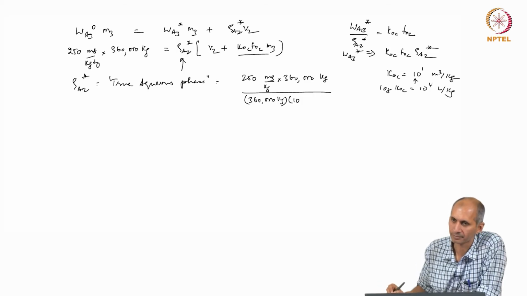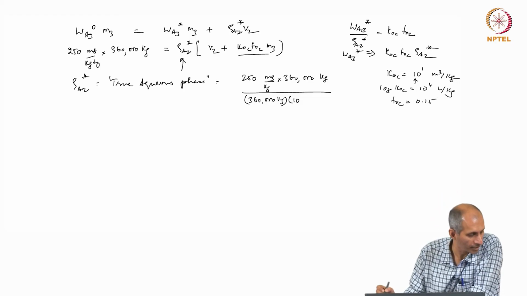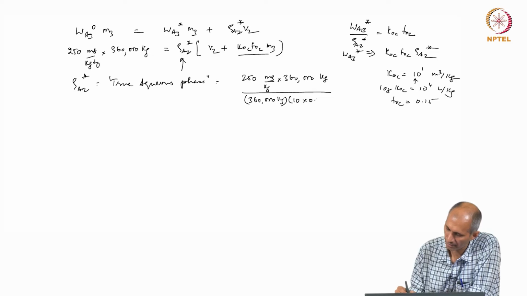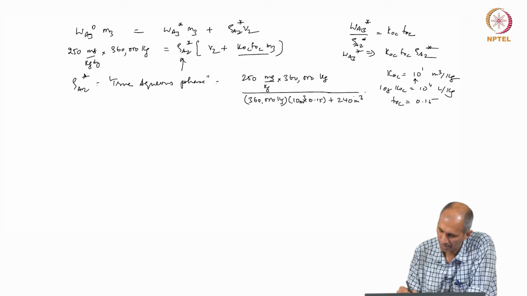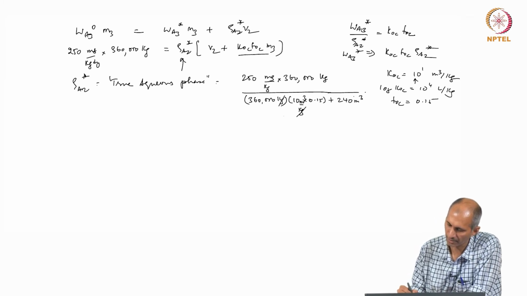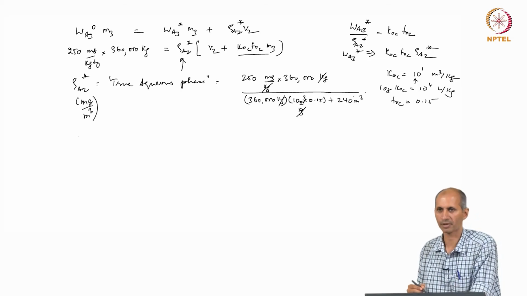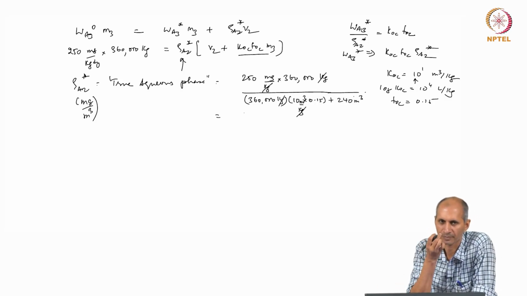So, therefore, this is 10 here. FOC is 0.15, yeah, 10 into 0.15 plus 240 meter cube. This is meter cube per kilogram. So, kilogram get cancelled, milligrams. So, your aqueous phase concentration will be in milligrams per meter cubed, whatever you are getting. So, you can calculate that, whatever this value is. Okay.